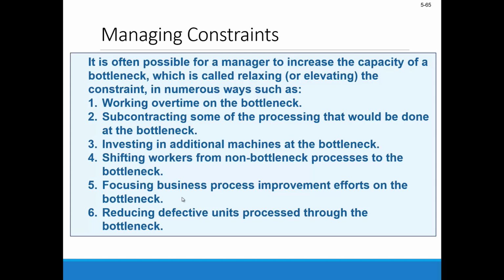First, focusing business process improvement efforts on the bottleneck. Maybe there's ways we can improve efficiency, and we should start any type of effort like that at the constraints or bottlenecks in our process, at those things that are sort of holding up the rest of the parts of the process. And then finally, reducing defective units processed through the bottleneck. That sort of fits with number 5 there. Ideally, we should be trying to ensure that our bottlenecks are the most efficient parts of the process, since they're already constraining our production.